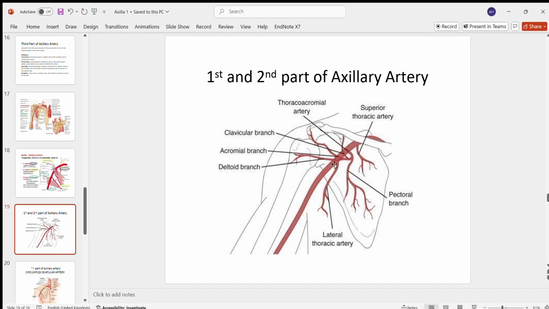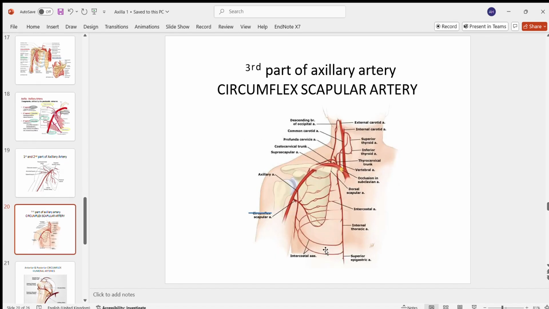The second part giving off the two branches. First is the thoracoacromial artery, giving off the clavicular branch, the acromial branch, the deltoid branch, and the pectoral branch, the four branches of the thoracoacromial artery. And the second branch from the second part of the axillary artery is the lateral thoracic artery, supplying the breast tissue. Third part of the axillary artery is the subscapular artery, giving off the subscapular artery and the circumflex scapular arteries, the anterior circumflex scapular and the posterior circumflex scapular.